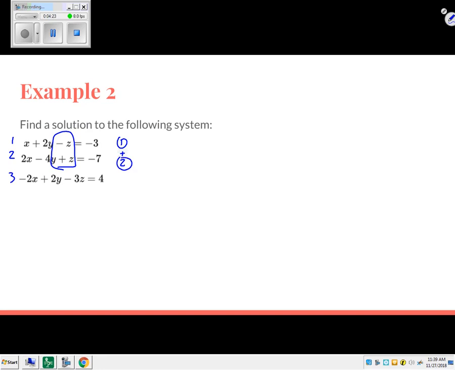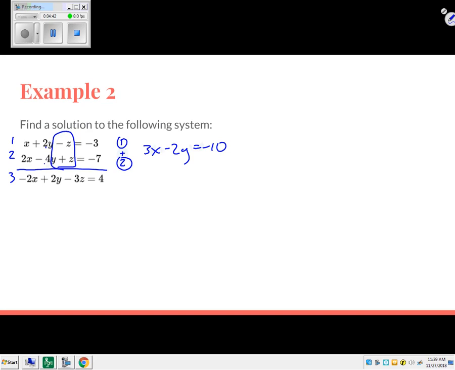Rather, I'm just going to add them vertically right here and bring them up. I get x plus 2x, that's 3x. I get 2y minus 4y, that's -2y. The z's cancel, and I'm left with -10. Again, I didn't rewrite anything on this.